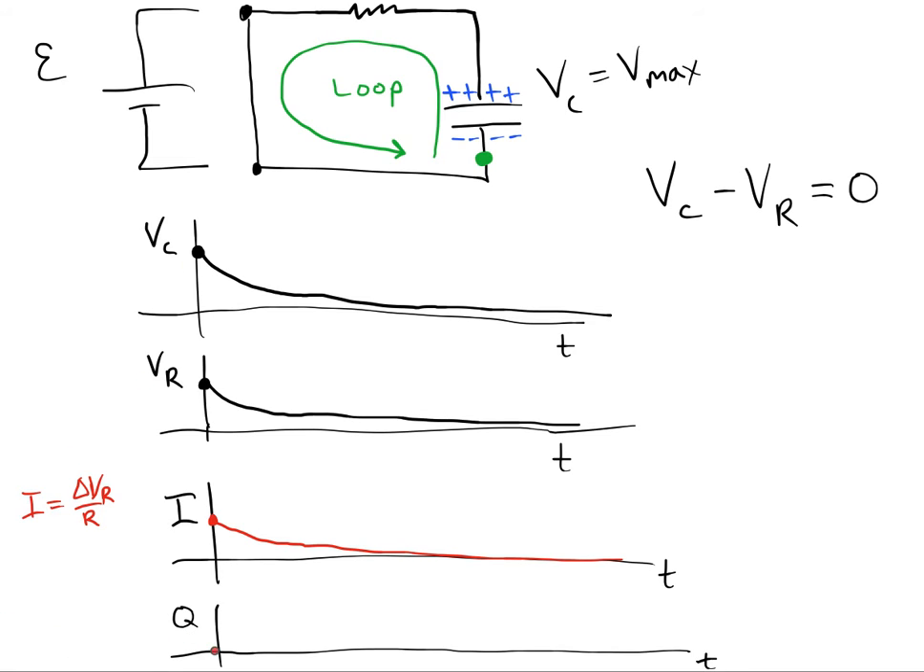What will happen to the charge on the capacitor plates as time goes on? Well, we have the formula Q equals the capacitance times the voltage across the capacitor. Capacitance is a property of the capacitor, so that's not going to change. But we will start with a large voltage on that capacitor, so we'll have a large amount of charge on it. As time goes on, this will decay towards 0 as well.